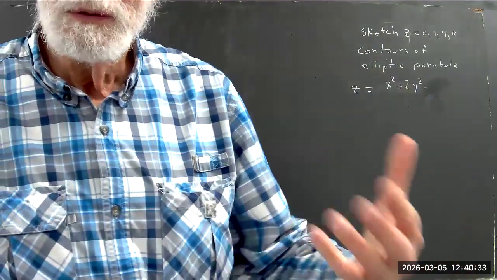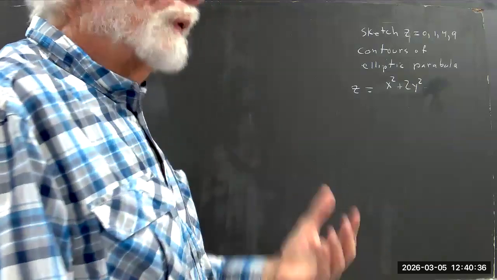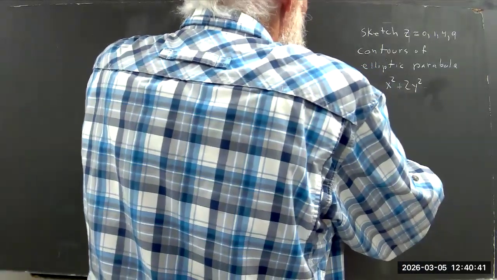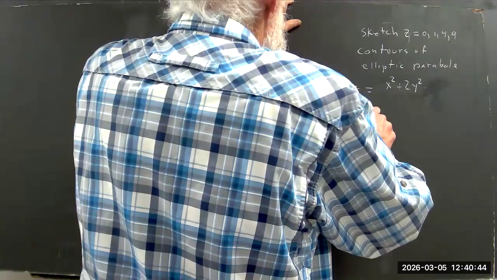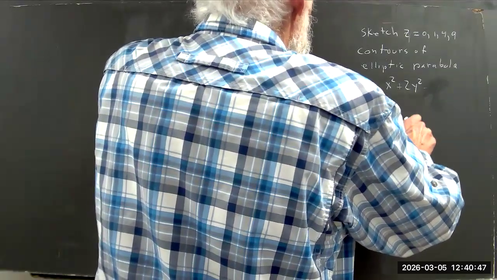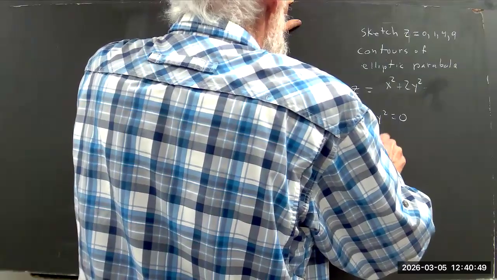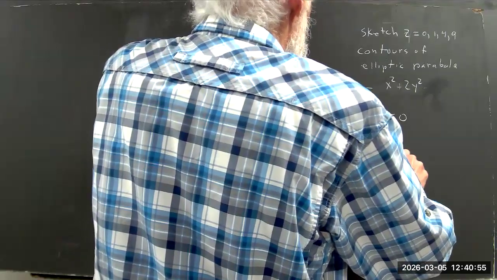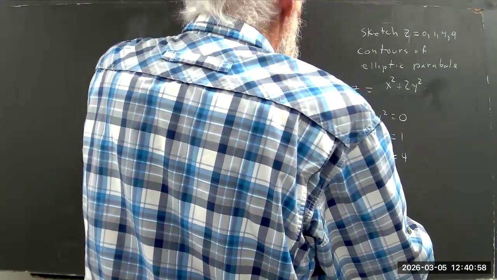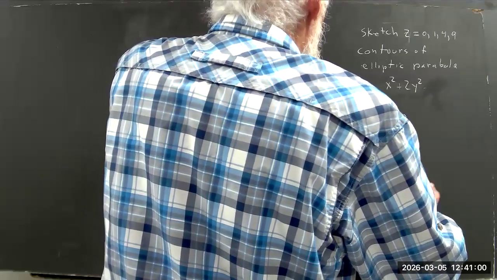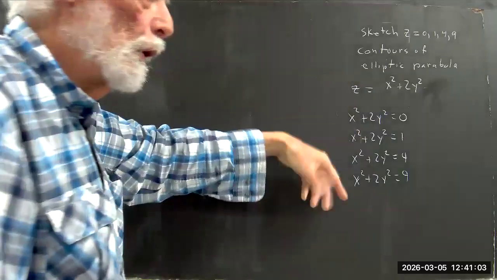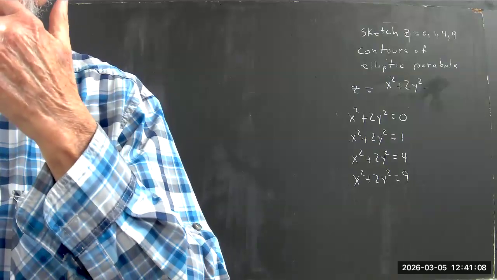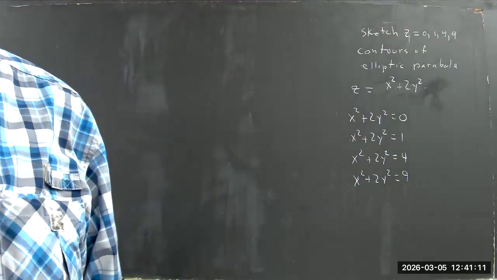Some of you are off on the wrong track. The very first thing you probably want to do with this is write the equations of these contours, which would be x squared plus 2y squared equals 0, x squared plus 2y squared equals 1, x squared plus 2y squared equals 4, and x squared plus 2y squared equals 9. Now, maybe you don't write all those out. Maybe you know that those are going to be the equations, and you write them out one at a time and work them out, okay? But you probably want to start with the equations.